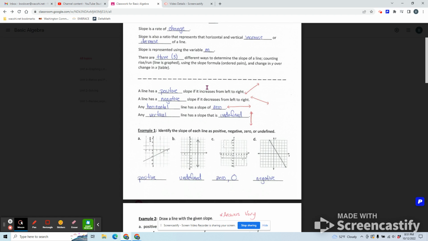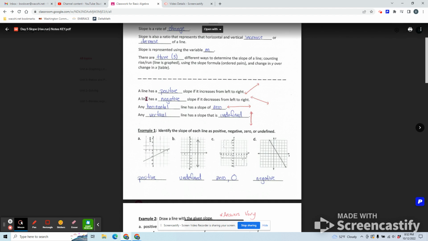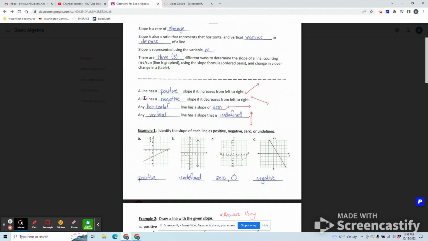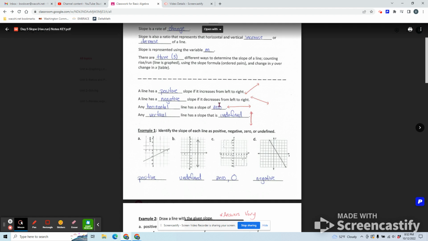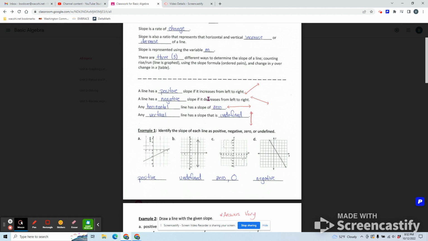So a line has a positive slope if it increases from left to right, and over here I drew an example. A line has a negative slope if it decreases from left to right. Once again, I drew an example over there. A horizontal line has a slope of 0. So I like to think of a horizontal line as like your horizon. It's going left to right, and my slope is 0.